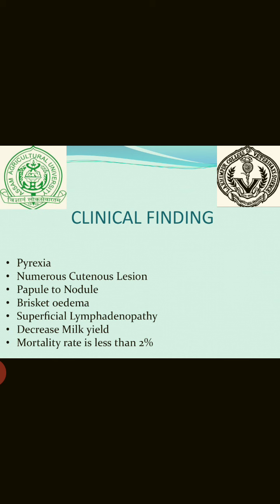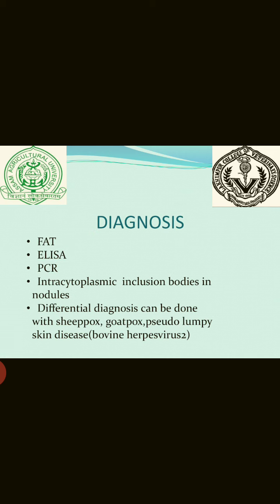Clinical findings: high rise of temperature, then numerous cutaneous lesions. These lesions rise up to 5 centimeters in diameter. These lesions are quite a bit larger than pox virus lesions, going from papule to nodule. One of the important lesions is brisket edema and superficial lymphadenopathy. Side by side, milk production also decreases and the mortality rate is less than 2%.